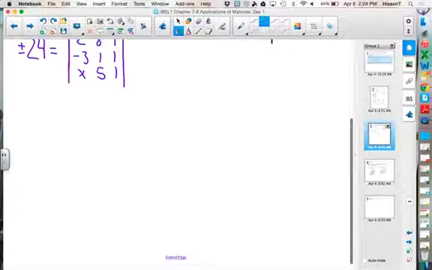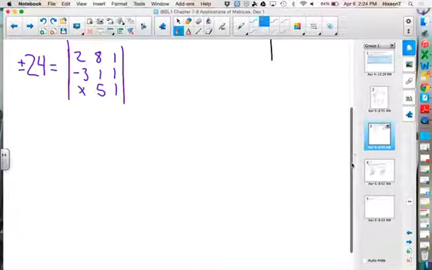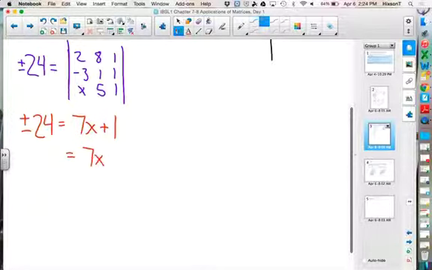What do you guys have for the determinant in terms of x? 1 plus 7x. Alright, 1 plus 7x, or 7x plus 1. So that plus or minus 24 has to equal 7x plus 1. So really you need to solve this twice, right? If you subtract 1, if it was a positive 24, you're getting 23. If it's a negative 24, you're getting a negative 25.